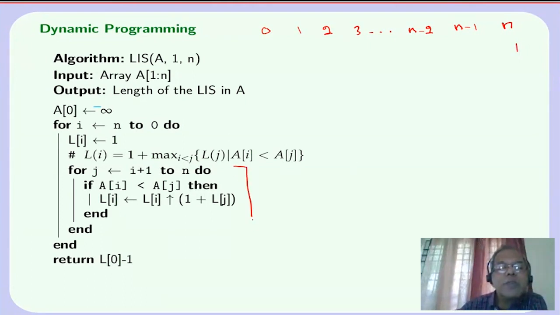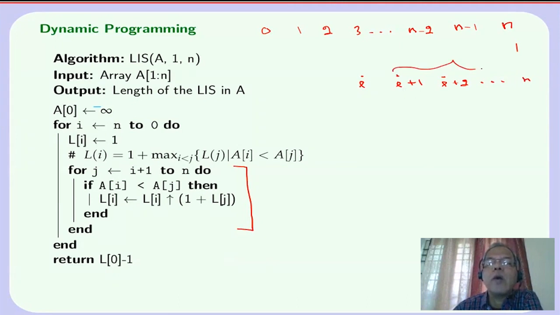And then consider this. Suppose this is L at I, this is I plus 1, I plus 2, and so on, n. How do we solve problem I? We are interested in finding out L at I. Consider for j becomes I plus 1 to n. Consider I plus 1, I plus 2, and so on. We have already the entries for them. They have already been filled.